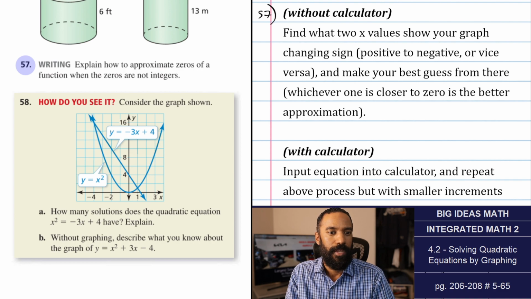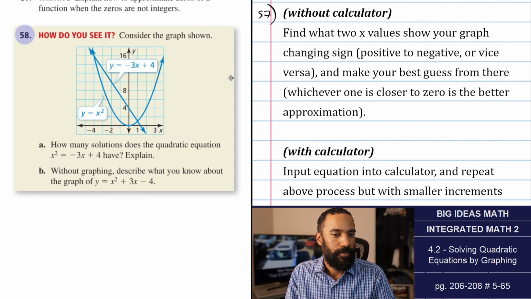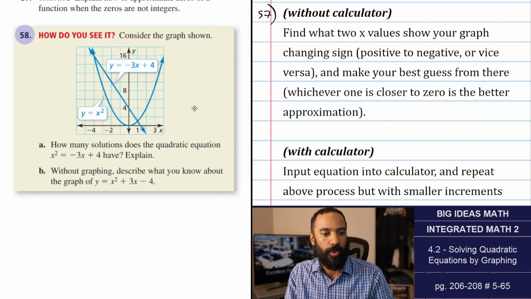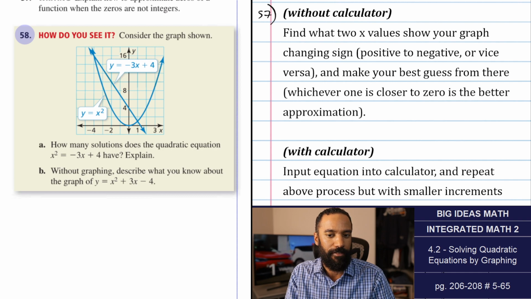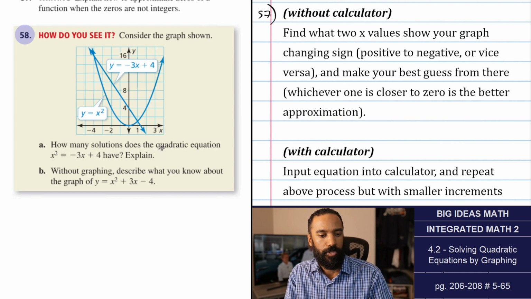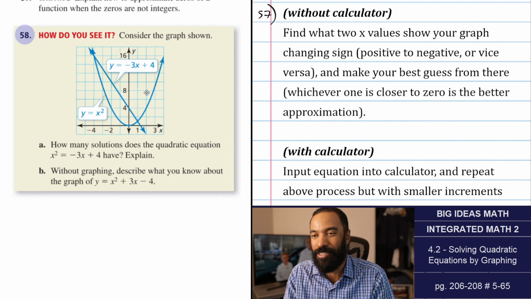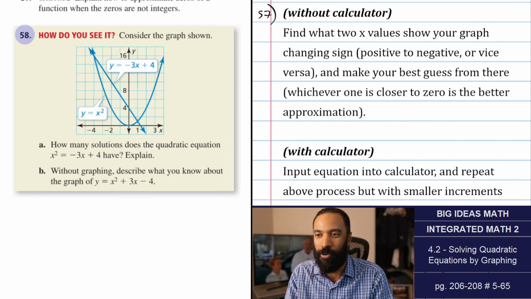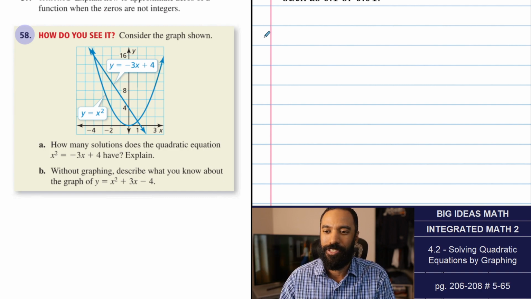That works for me. Number 58. Consider the graph shown. How many solutions does the quadratic here have? Explain. And without graphing, describe what you know about the graph of y equals x squared plus 3x minus 4. Okay, so I wish they gave us this question when we were graphing before, because they gave us ones out of window range. Why did they save this for this thing here?